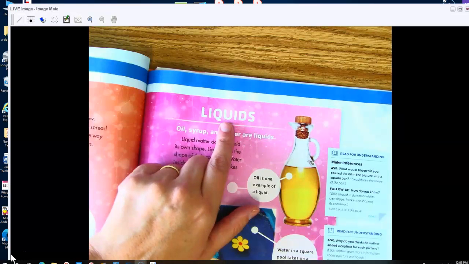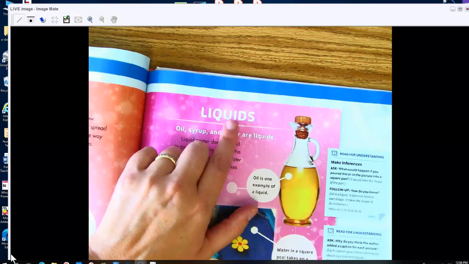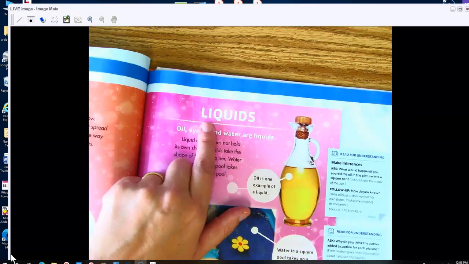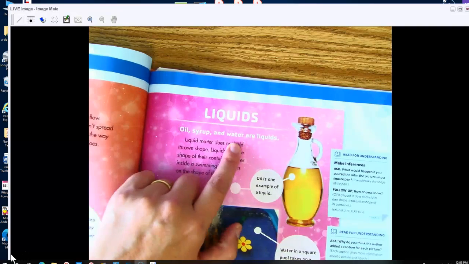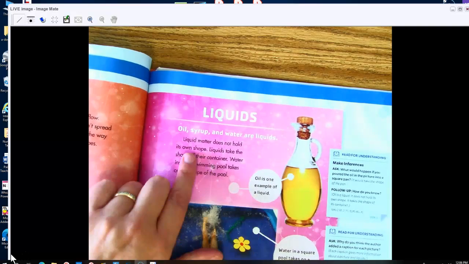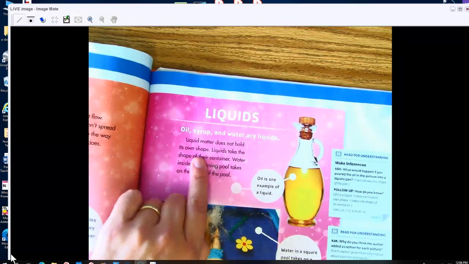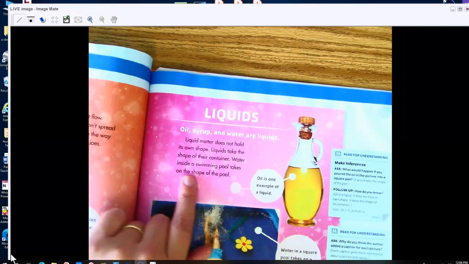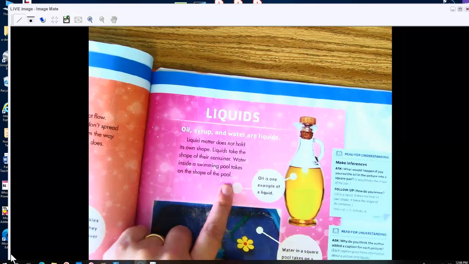Liquids. That's what that heading does. It tells me what I'm going to learn on these next pages. So this has liquids. Oil, syrup, and water are liquids. Liquid matter does not hold its own shape. Liquids take the shape of their container. Water inside a swimming pool takes on the shape of the pool.